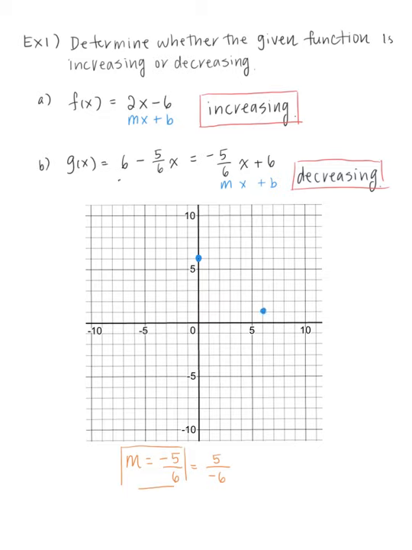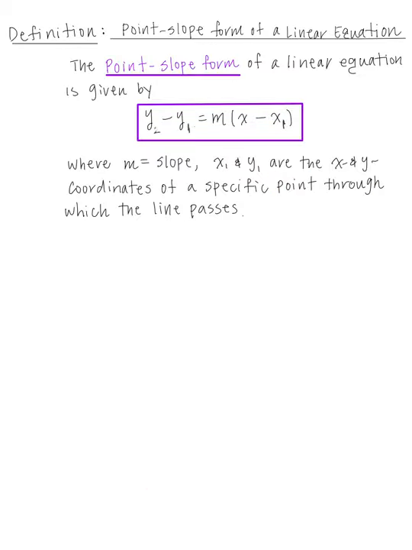So there is another point where the graph is going to cross. So connect those dots, and that is the graph of 6 minus 5 over 6x. All right, so now notice that it makes sense because our slope is negative, so that means you're going to have a falling graph or decreasing graph. All right, let's go with the next definition.